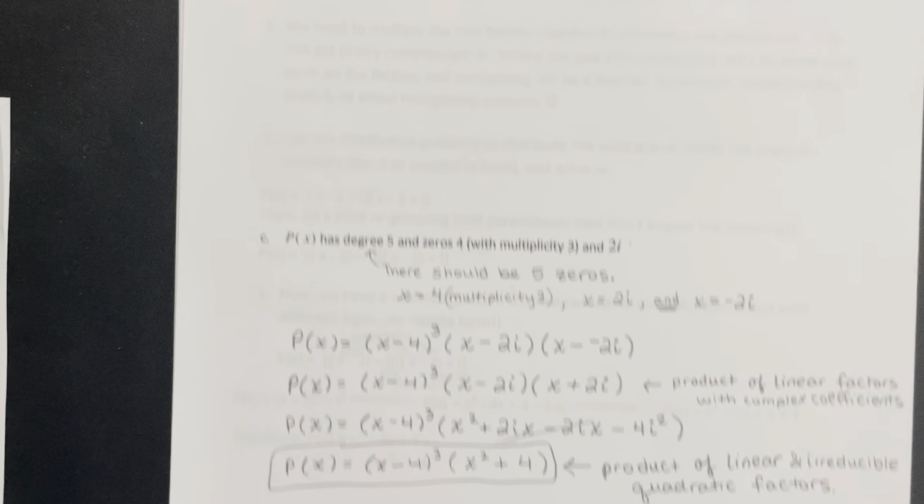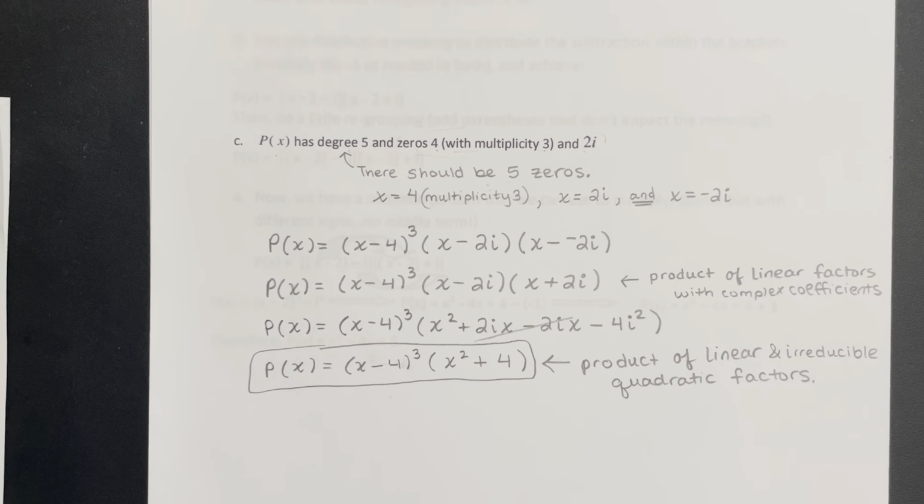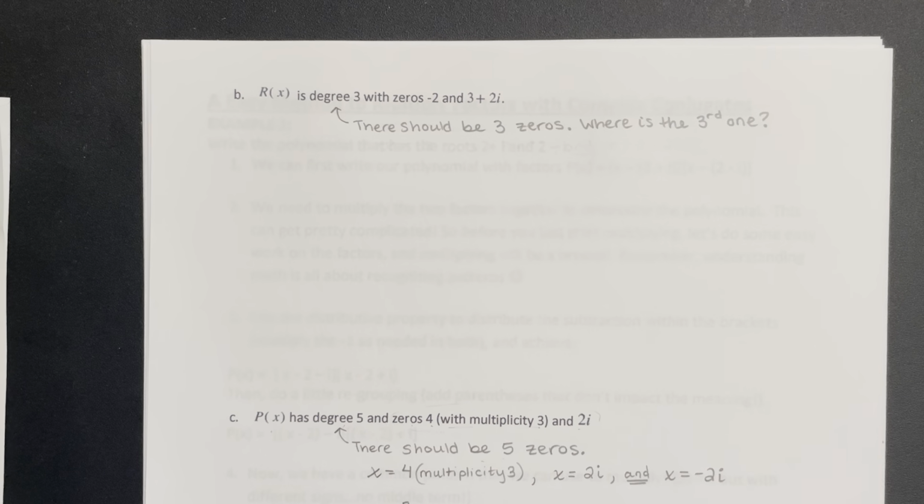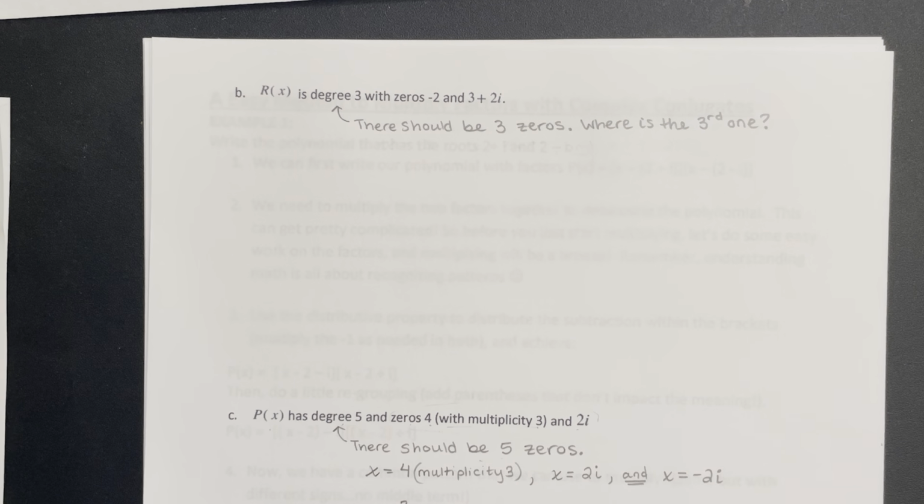All right, so I already have this one worked out. This would be (x minus 4) cubed times (x squared plus 4). That's the product of linear and irreducible quadratic factors. And then I didn't actually work this one out yet, so you can work it out with me, or if you've already done it, you can fast forward to when we get to the end of it right here.